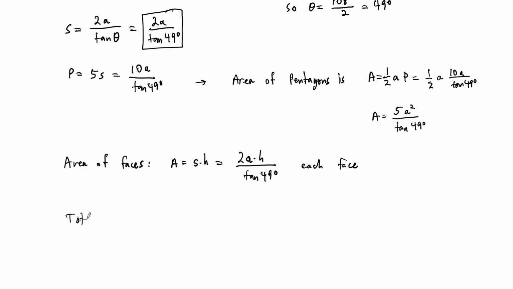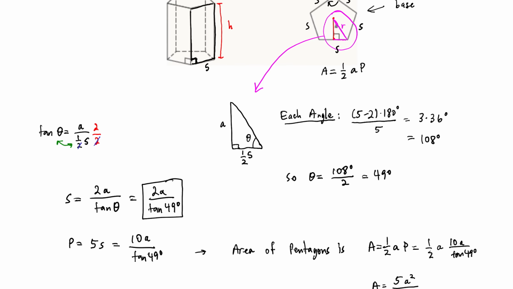And so then we have the total surface area, right? So surface area is equal to 5 times the area of a face. So this is 5 times 2a times h over tangent of 49 degrees, plus 2 times the area of the pentagonal base. So 2 times this 5a squared over tangent of 49 degrees. So it's 2 of the pentagonal faces, the top and the bottom.